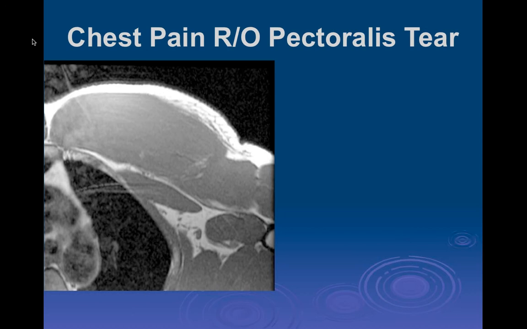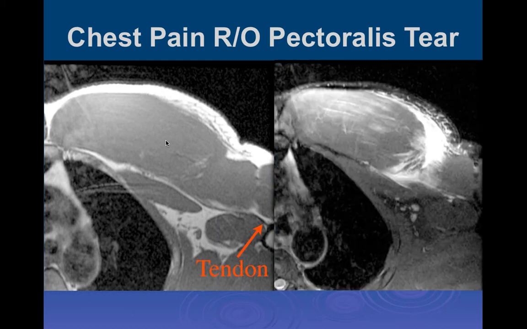Michael, why don't you take this case? Okay, it's chest pain looking for a pectoralis tear here. Looking anteriorly, the pectoralis muscle kind of looks like it has a lobulated appearance here. Okay, and then we're showing tendon attaching to the humerus, and that's the normal side, I assume.